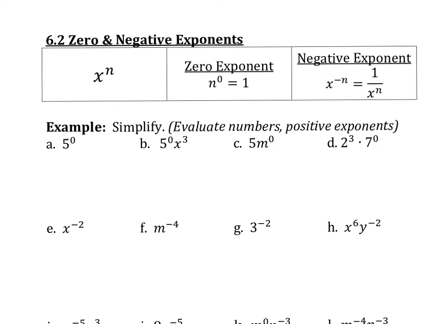For the rest of chapter 6, we're going to be working with exponents. So in this section, we're going to mostly focus on zero and negative exponents, which are both tricky things. Okay, so the first thing is vocabulary. If you look at this expression over here, if I say it, I say x to the n or x to the nth power.